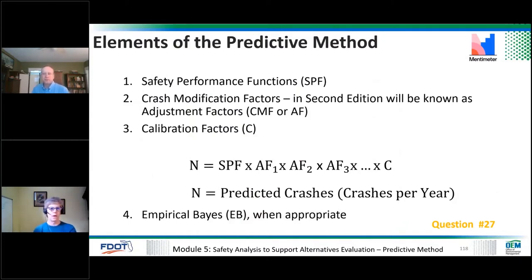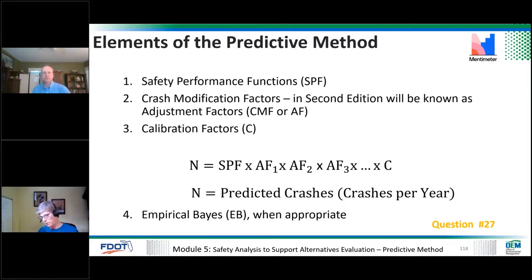Good points. So let's talk about the predictive method. There are sort of four main things involved in the predictive method. There's the safety performance functions, the SPFs, and the crash modification factors, CMFs, which, as I mentioned yesterday, are going to be called adjustment factors in the second edition. There's a calibration factor, which is just a modification to the prediction. And then there's the empirical Bayes when appropriate.